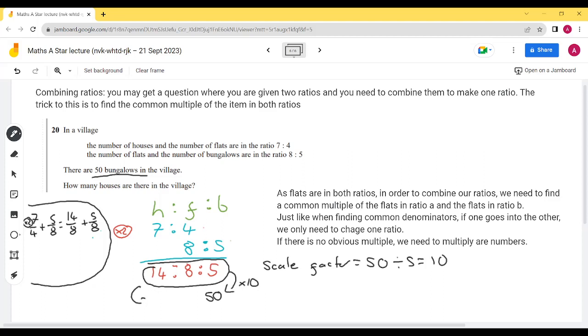Which means we want to find out the amount of houses, and we've got 14 parts times 10 equals 140. So houses equal the 14 parts times 10, equal 140. So you can see this last part is just a scaling question. Okay, so again, hopefully that's made sense. And yeah, we will move on in a second.